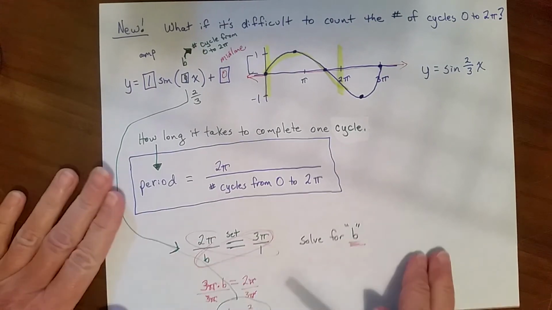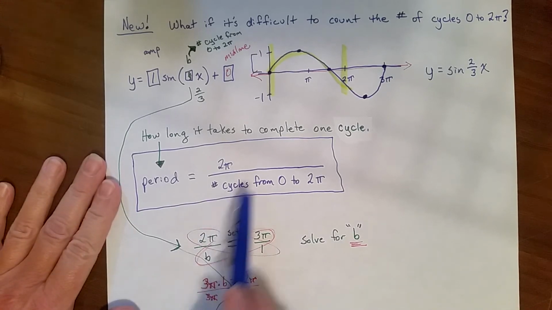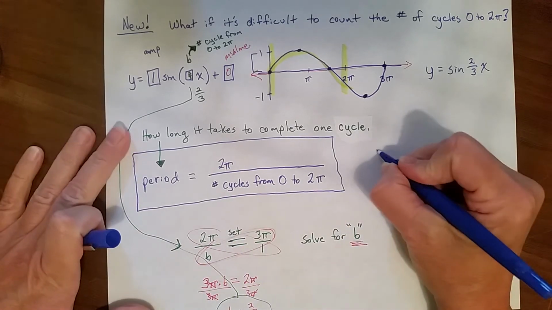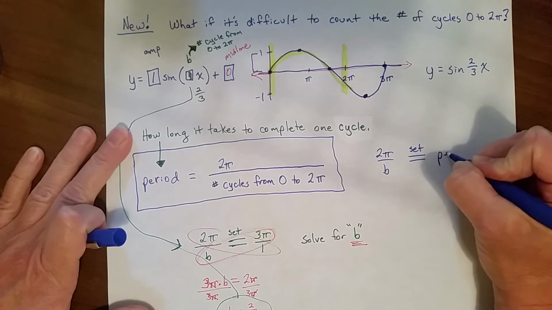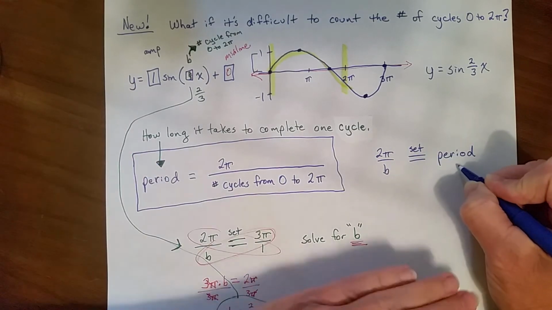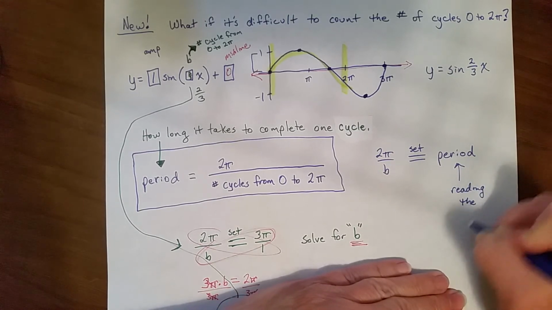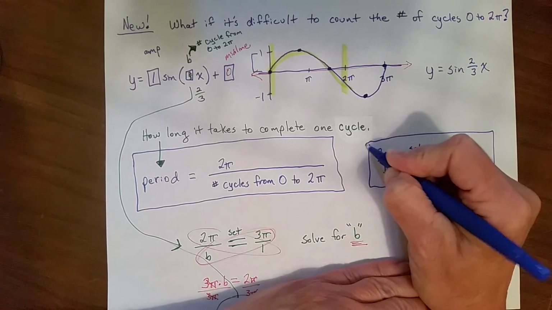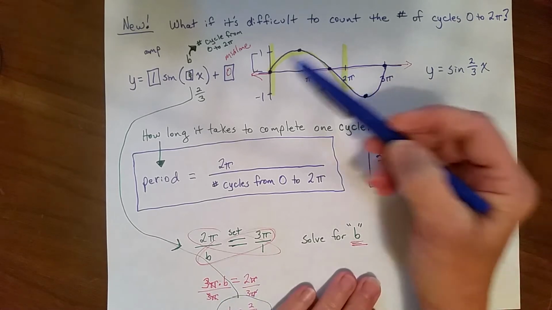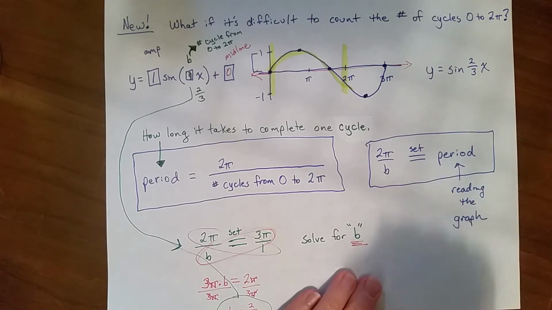Okay, so that's what we're going to do today. Now I'm going to run through a few more of these with you so we really get it down pat. But this is what we're going to do. You're going to take 2 pi over b, set it equal to the period. And we're going to get the period by reading the graph. And reading the graph just means looking at the graph to figure out what the period is. Here I looked, it took till 3 pi to do one complete cycle, so that was the period.